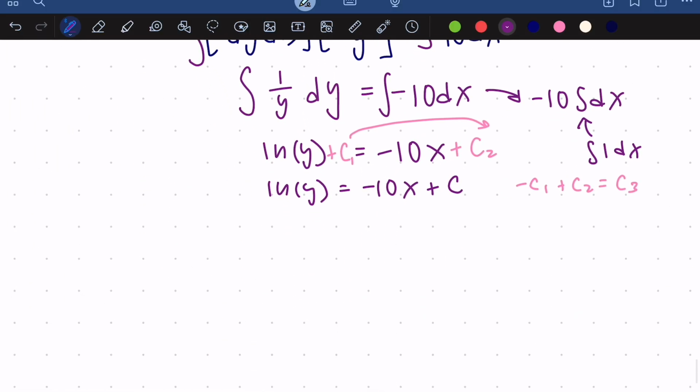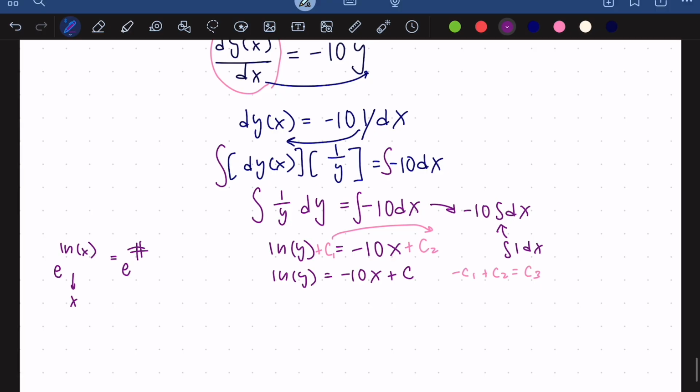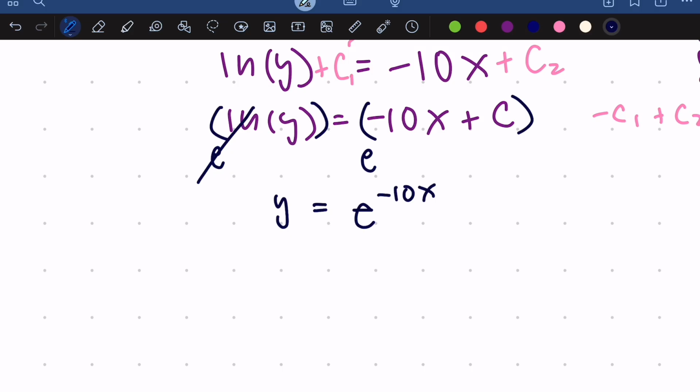So what we're going to do now is to try to drop the ln. And as we know, when we want to drop an ln from a question, a little side thing, let's say we have this. We would put both sides up to an exponent of e, because e to the ln of something just becomes that something. So we're going to do the same thing here. We're going to put e's on both sides, and we're going to clear that and get only y, and on the other side we have e to the negative 10x plus c.